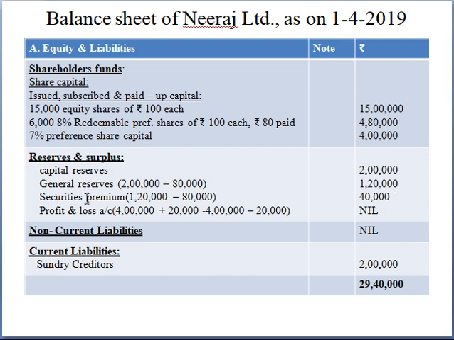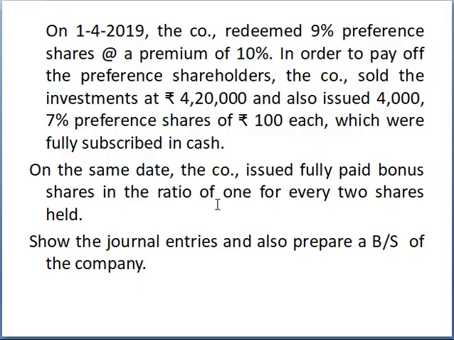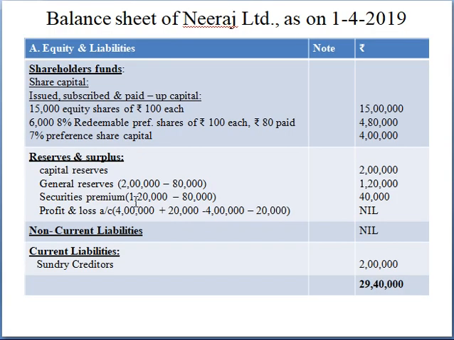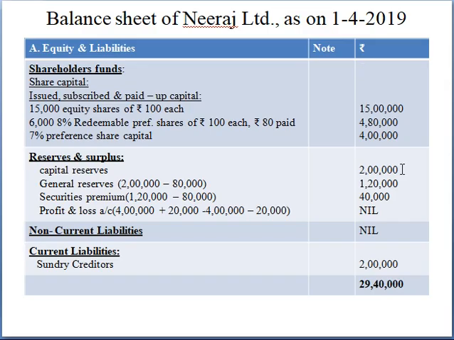And next is the securities premium, which is given in the problem. The securities premium balance is 1,20,000. Out of that 80,000 we used for the redemption purpose, right? So 1,20,000 minus 80,000, you get 40,000 rupees. And next is the profit and loss account. See here, opening balance is 4 lakhs, and with that we added the profit on sale of investment, which is 20,000. And next is amount transferred to CRR is 4 lakhs, and the remaining 20,000 also is utilized for the bonus shares. So that is nil.